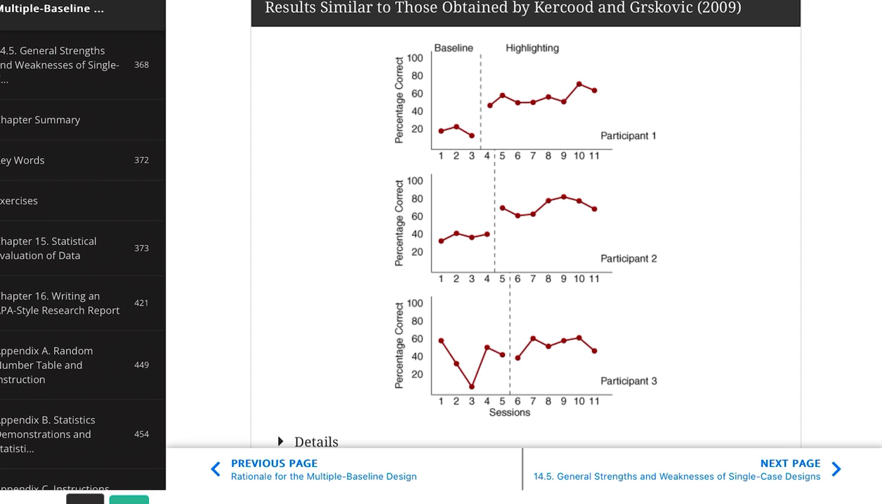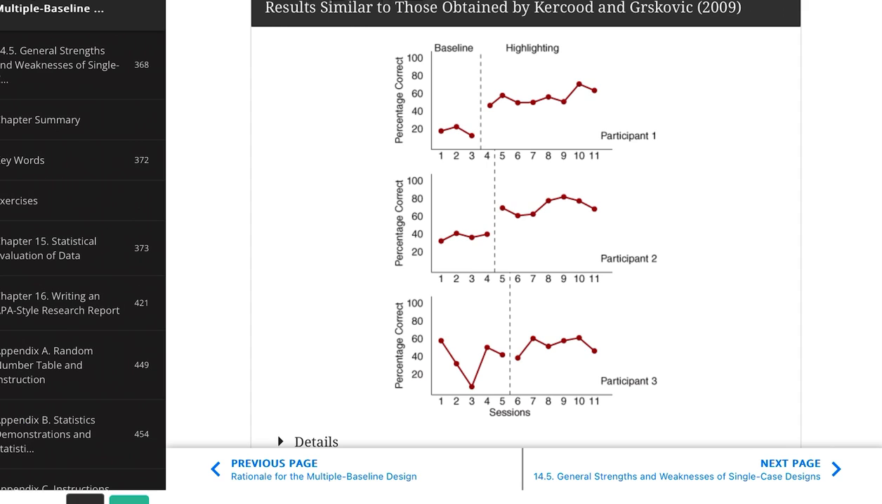And these are three different participants here, and you can see that for participants 1 and 2, there was a clear increase in performance when they went from baseline to using this highlighting technique. But participant 3, it is not as conclusive. It's almost the same.